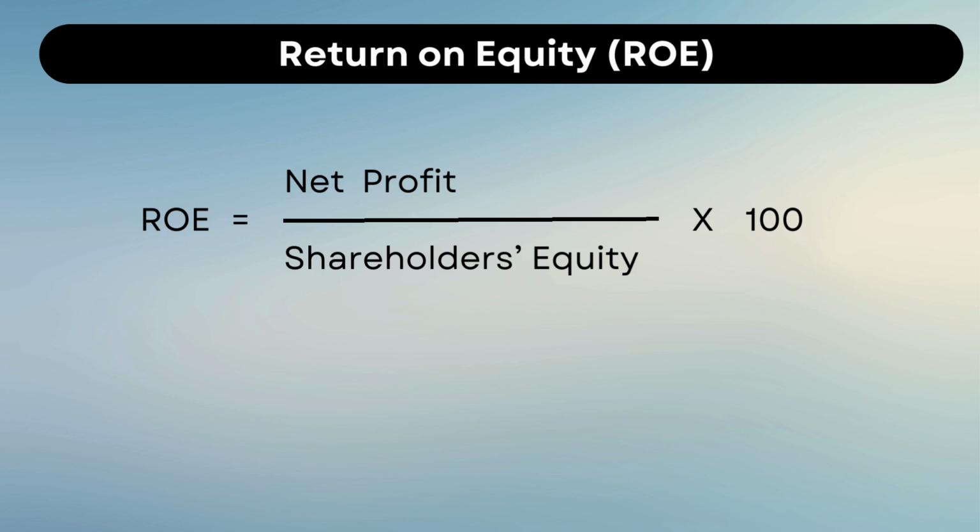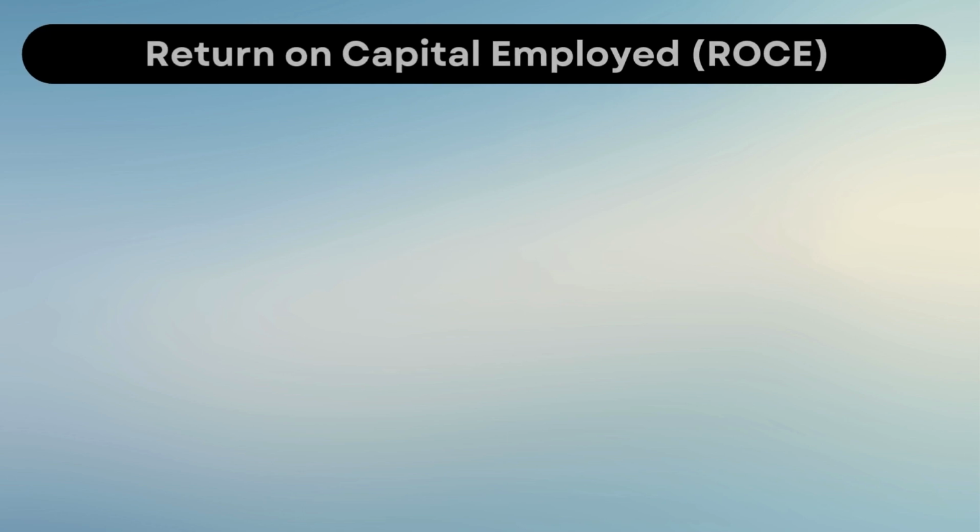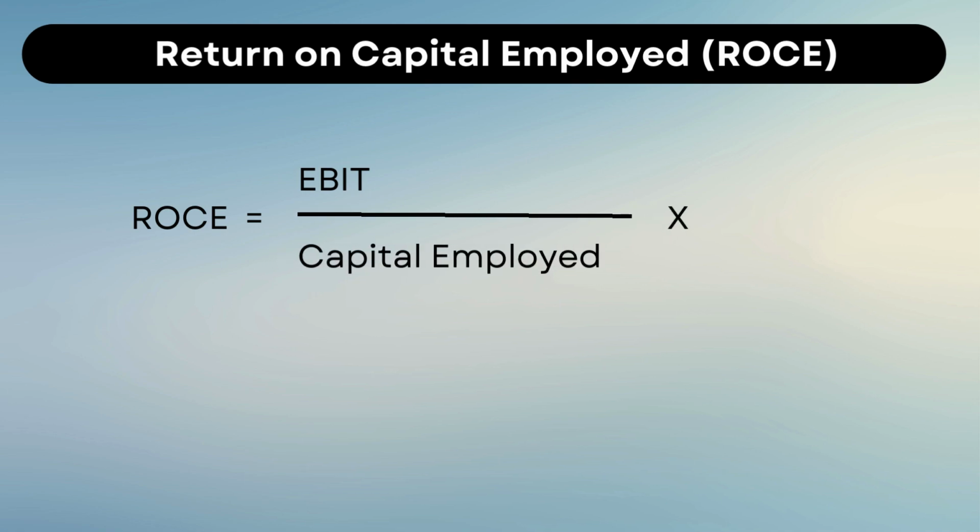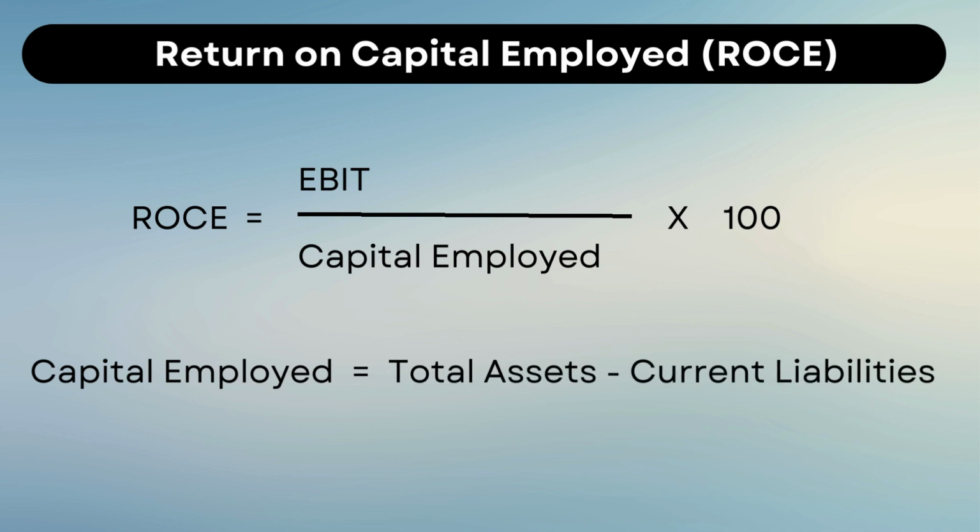Now we look at here is return on capital employed. Return on capital employed is equal to EBIT, that is earnings before interest and taxes, divided by capital employed multiplied by 100. Capital employed is equal to total assets minus current liabilities. This ratio measures how effectively a company uses its capital to generate operating profits.